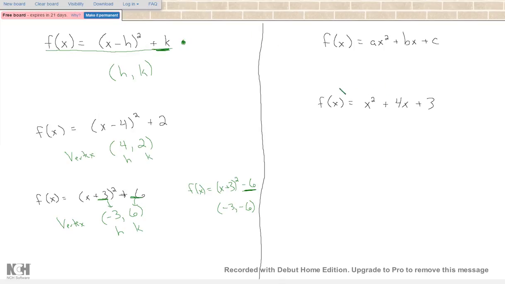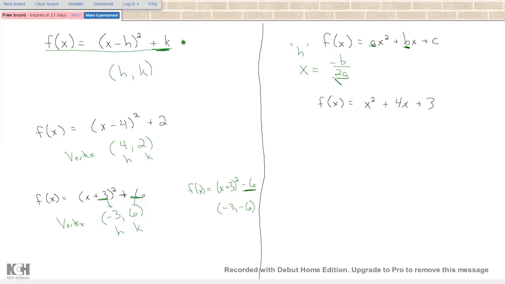When we do this to find the vertex, we have two steps. The first is to find the x value, or the h value, as it's called on the formula sheet, by the formula negative b divided by 2a. B comes from the term with the x to the first on it, and a comes from the term with the x squared on it. We don't use the c value when we're calculating vertices.